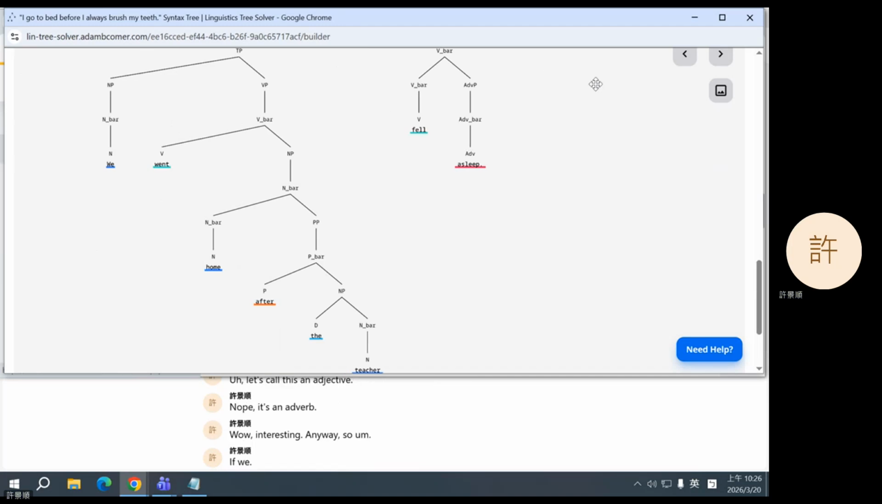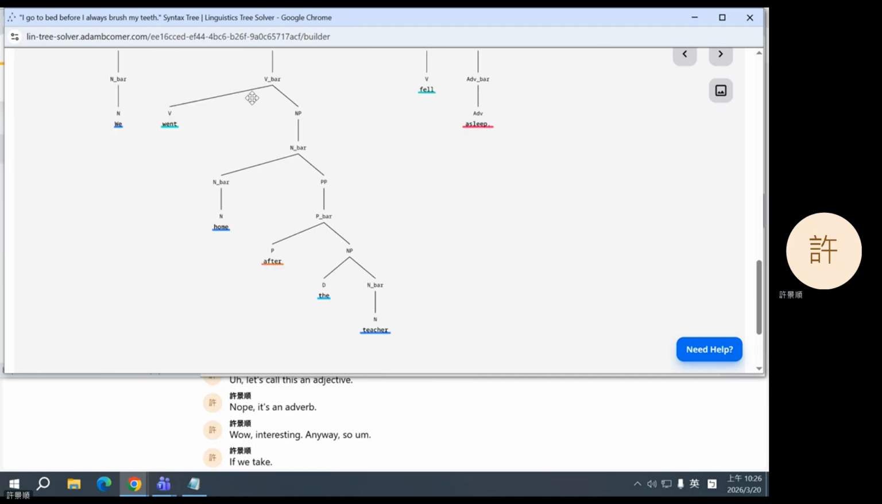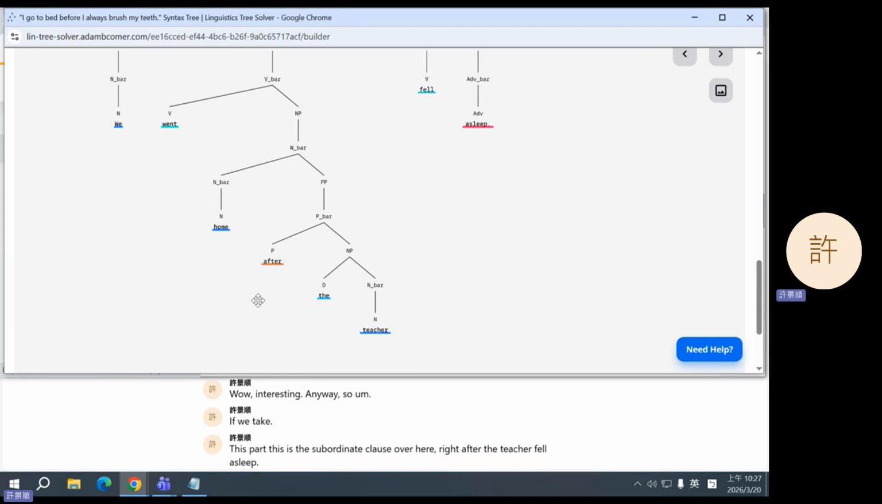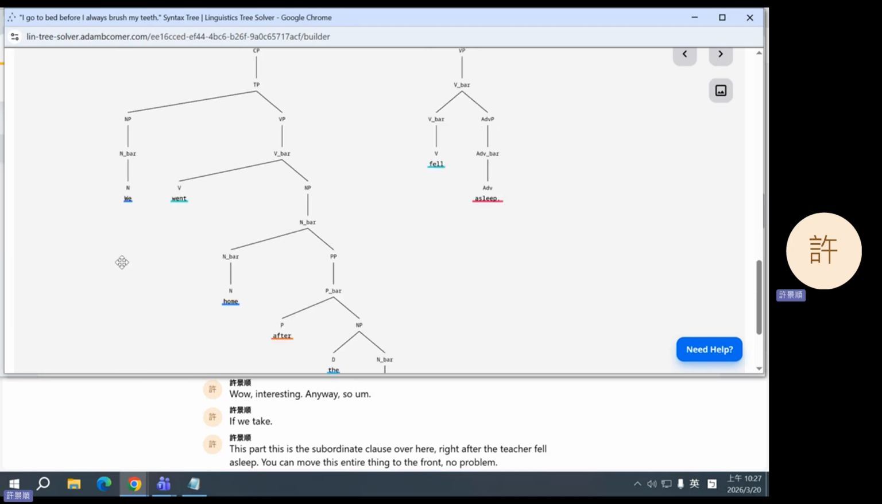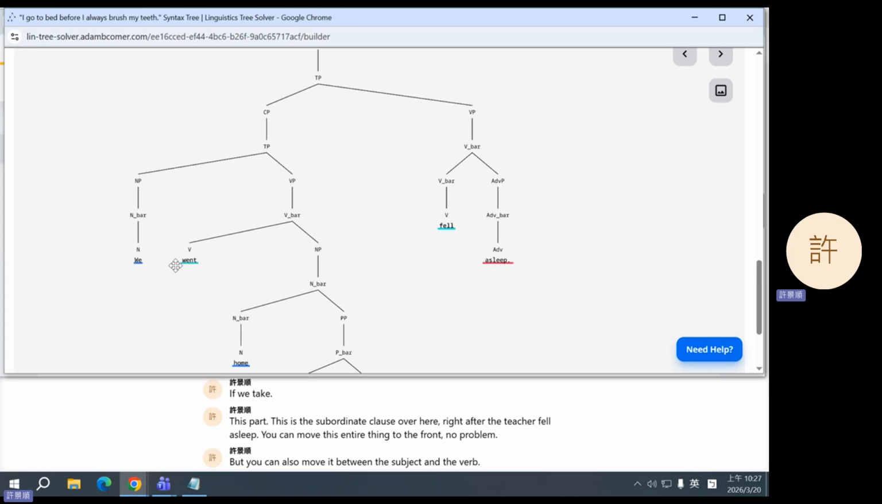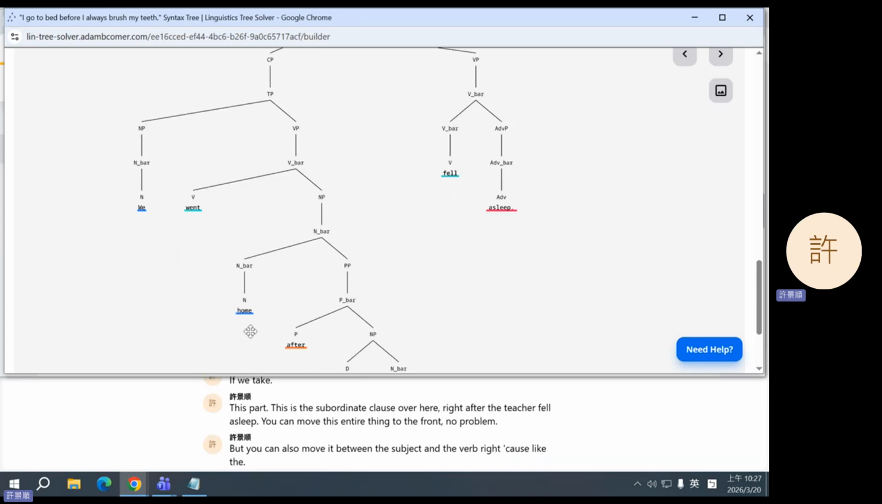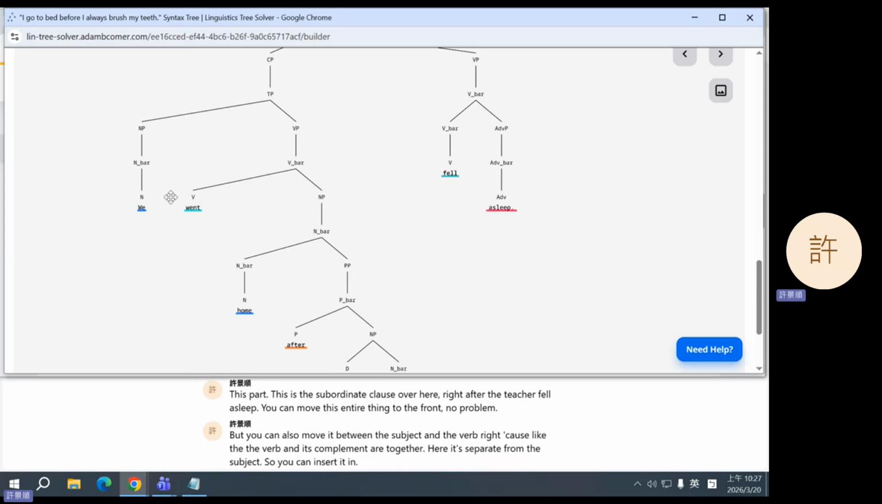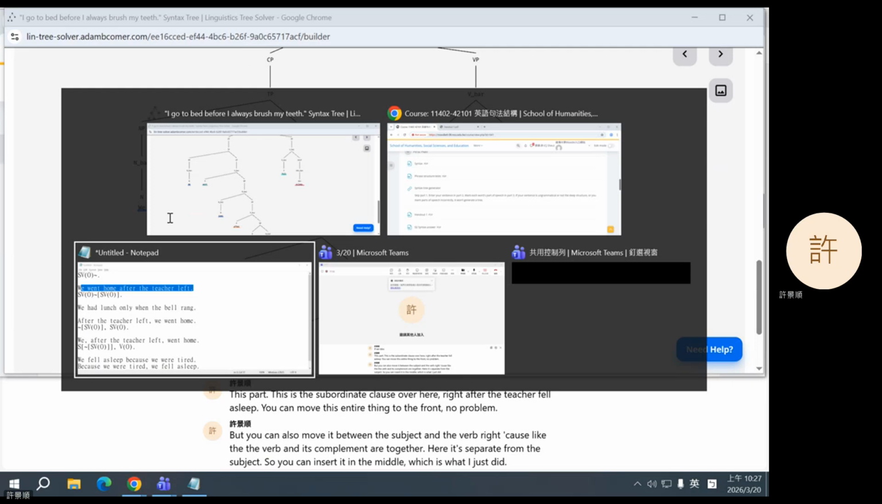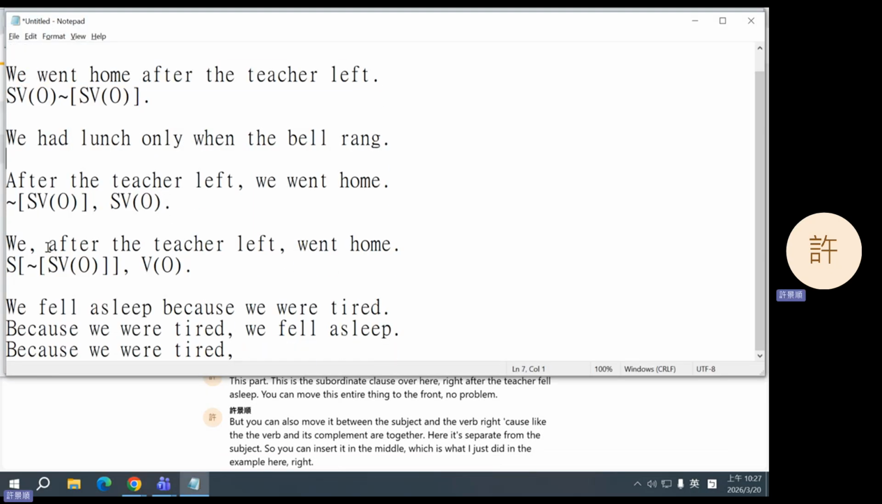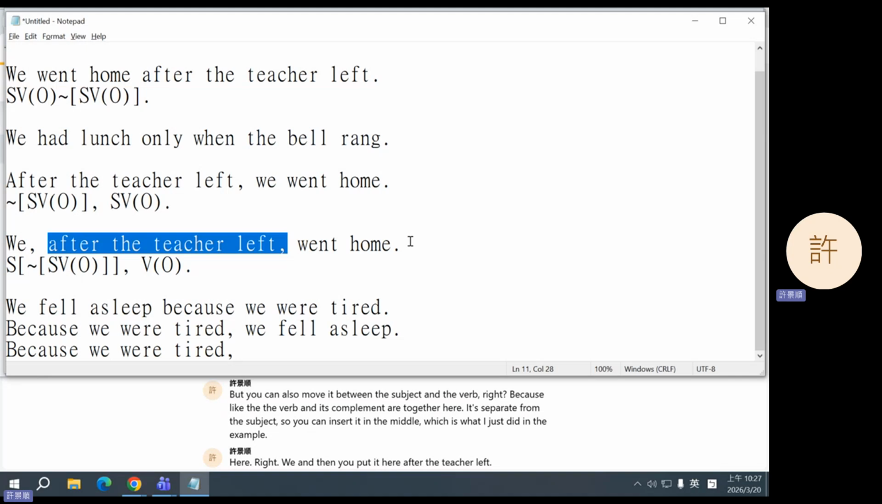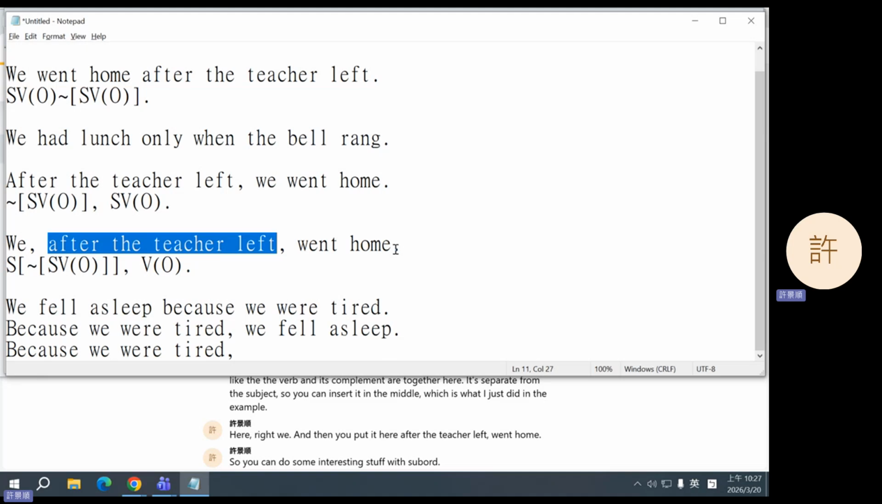Anyway, so if we take this part, this is the subordinate clause over here, right? After the teacher fell asleep. You can move this entire thing to the front, no problem. But you can also move it between the subject and the verb, right? Because the verb and its complement are together here. It's separate from the subject, so you can insert it in the middle, which is what I just did in the example. Here, right? We, and then you put it here, after the teacher left, went home. So you can do some interesting stuff with subordinate clauses.